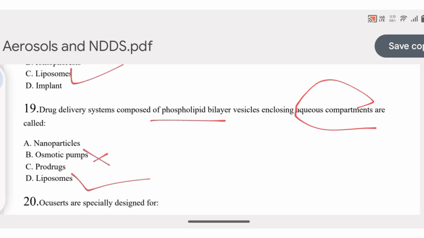Osmotic pumps are dosage pumps which follow the osmotic pressure principle and have a semi-permeable membrane. Prodrugs are generally inactive drugs as such, but in the body after taking them they become active. So the right answer will be liposomes.